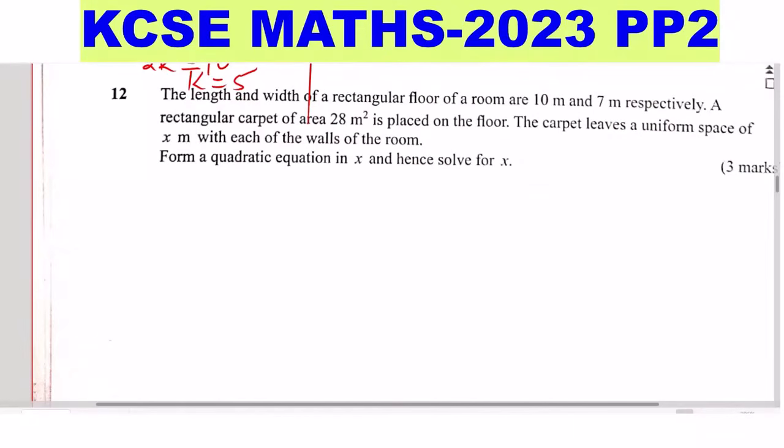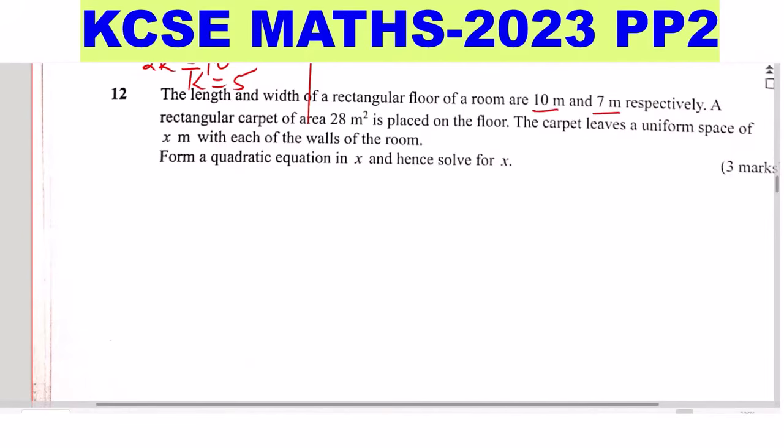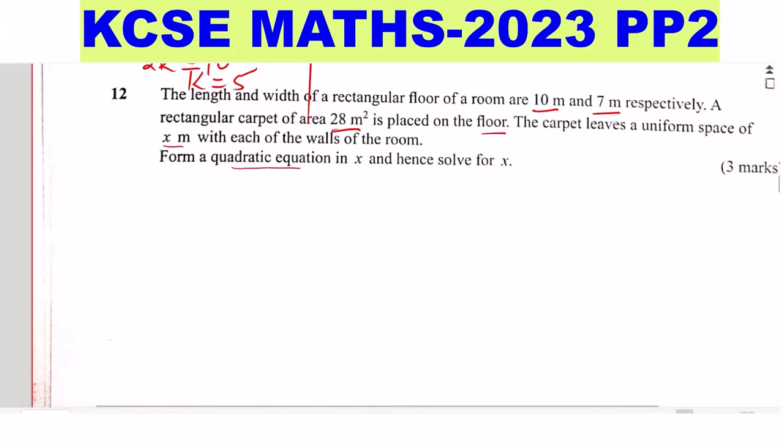Question 12. The length and the width of a rectangular floor of a room are 10 meters and 7 meters respectively. A rectangular carpet of area 28 meters squared is placed on the floor. The carpet leaves a uniform space of x meters with each of the walls of the room. Form a quadratic equation in x and hence solve for x.